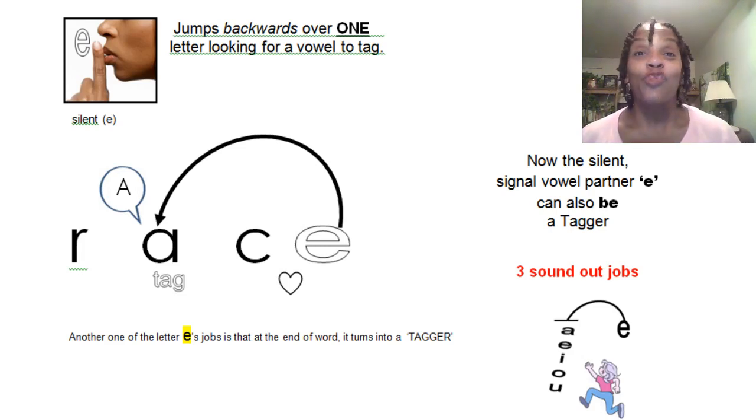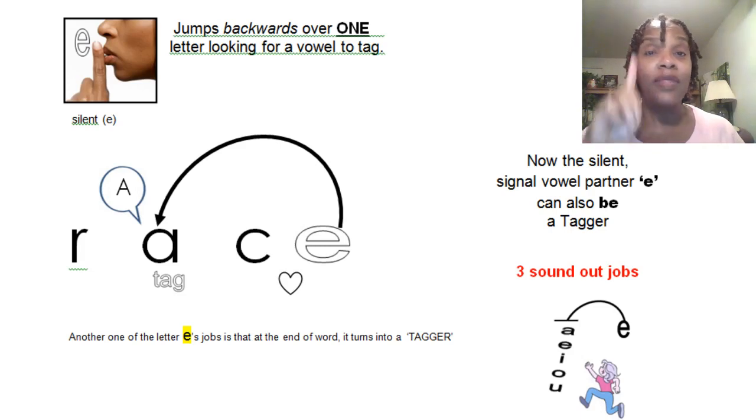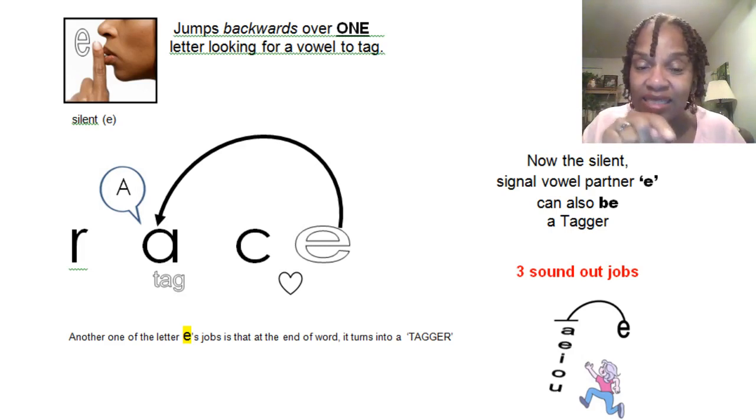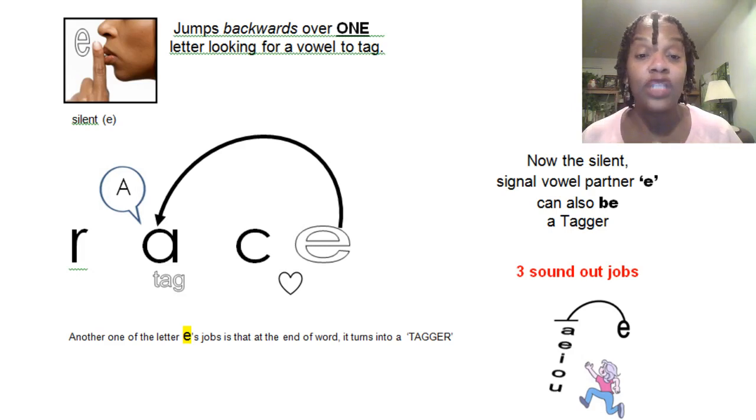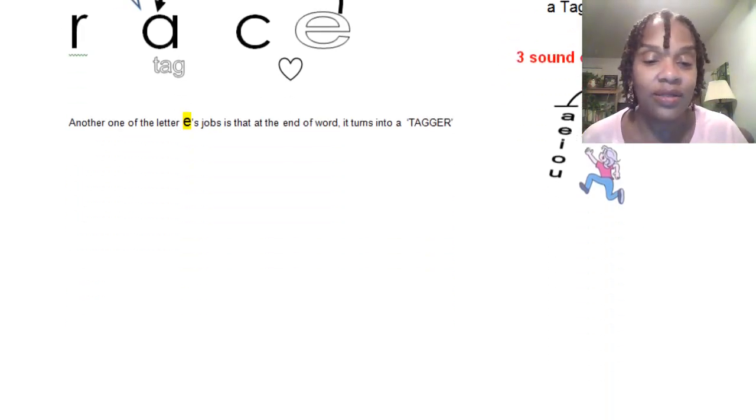Now, did you say race? Good job, race. Now, I want you to notice something about the letter E in this word. In this word, it has 3 jobs. Job number 1, it's silent. Job number 2, it's a signal because it's following that C. It's a signal for a sound change. And job number 3, it's a tagger. All right. So as you can see, the letter E is one of the hardest working letters in the alphabet. So this word is race. Good job. Good job. All right. Moving right along.